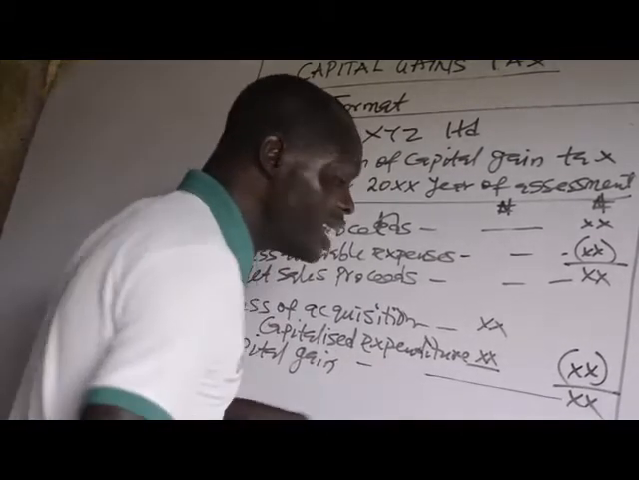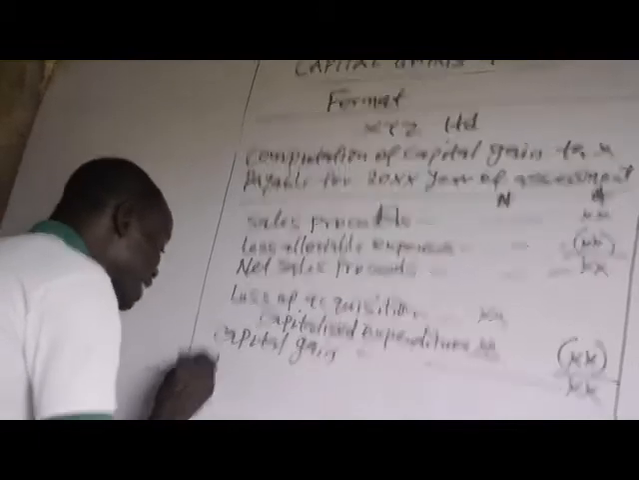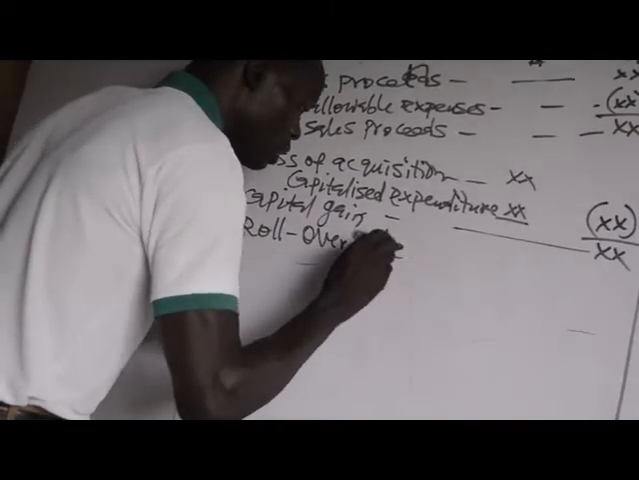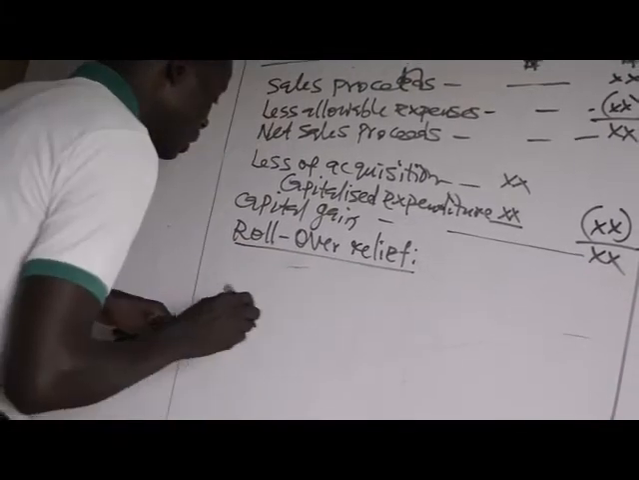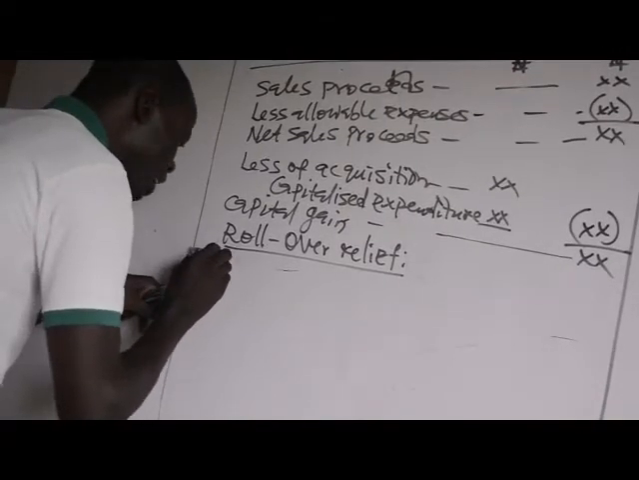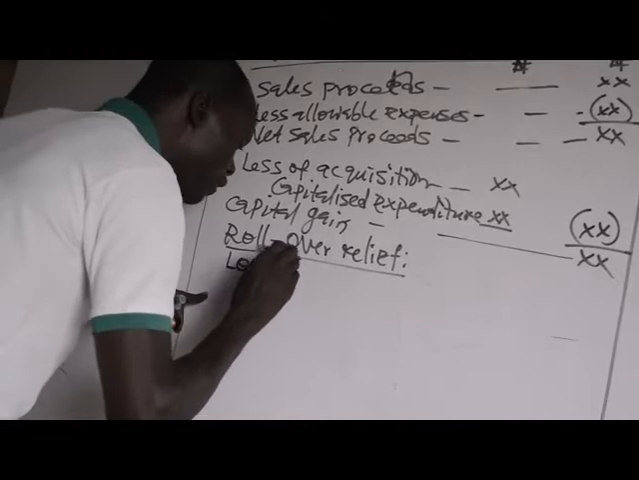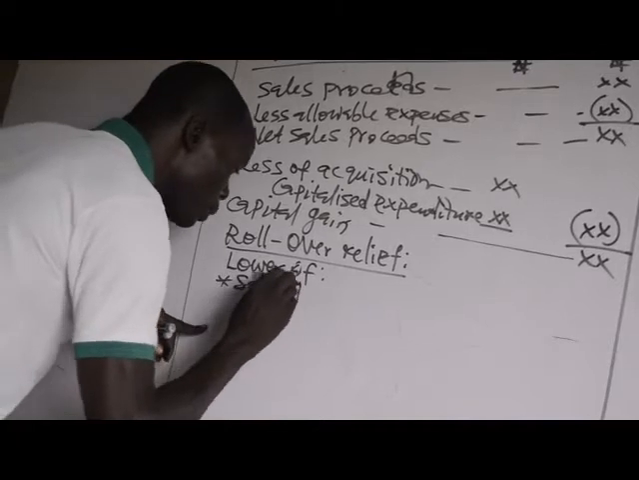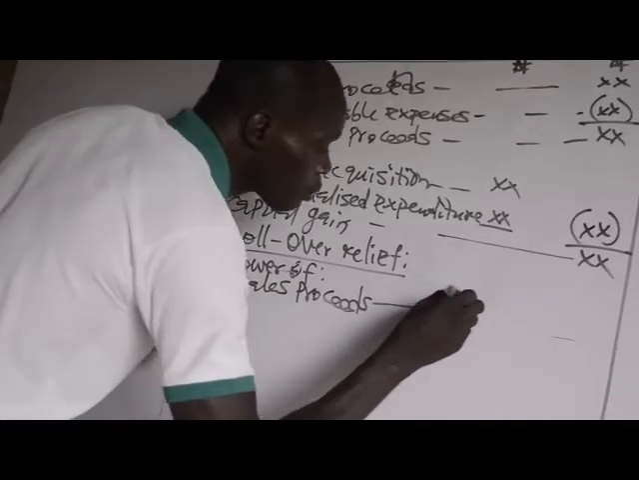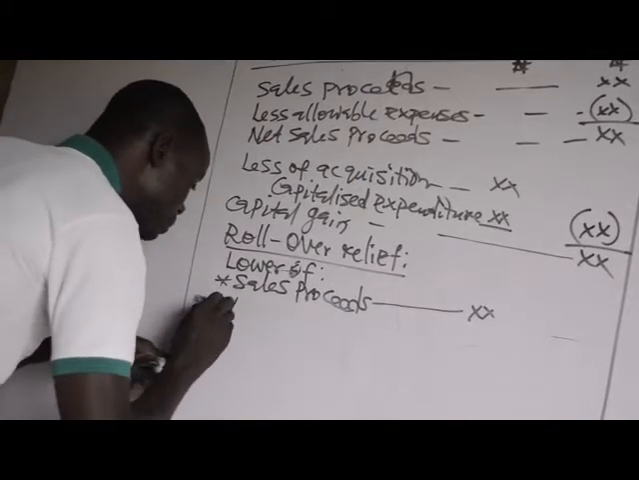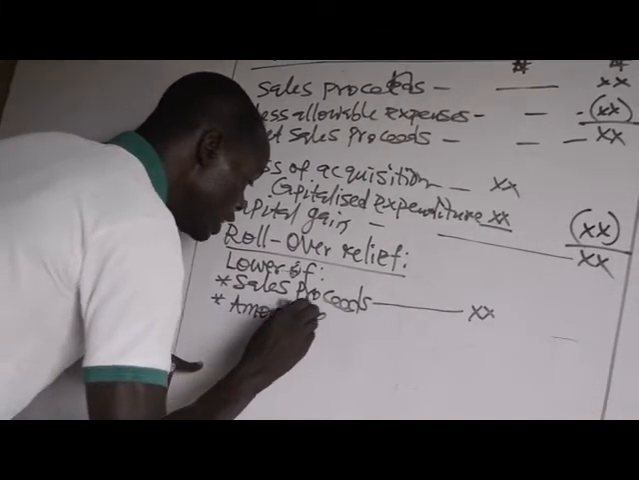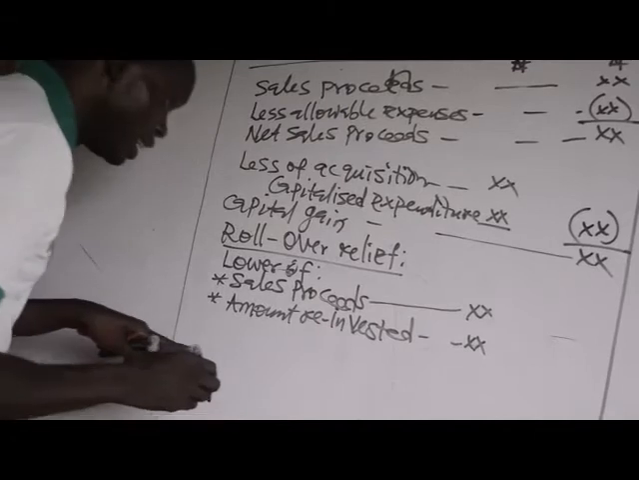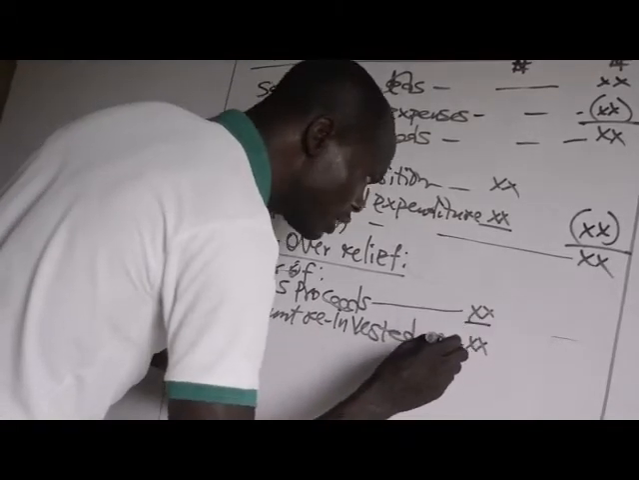And you check if there is a rollover relief that is available to the taxpayer. Rollover relief. So for the rollover relief, you have the lower of these two items. Number one, we have the sales proceeds, then the amount reinvested. I will still explain rollover relief in detail. You choose the lower of these two.